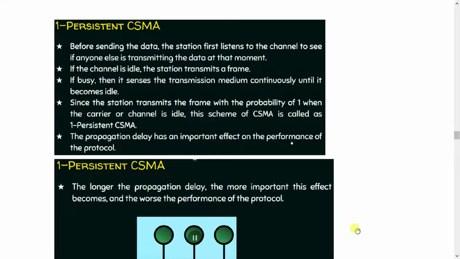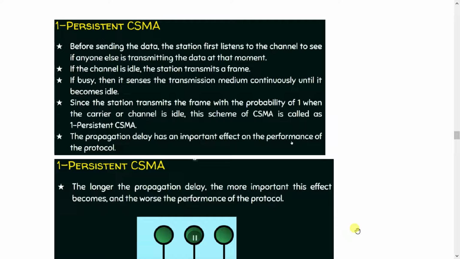If busy, then it senses the transmission medium continuously until it becomes idle. So let's assume that it senses the channel medium and finds it to be busy. It doesn't wait, let's say 1 second, 2 seconds, or 3 seconds, or a certain period of time, and then resense again. If it's busy, it keeps continuously sensing.